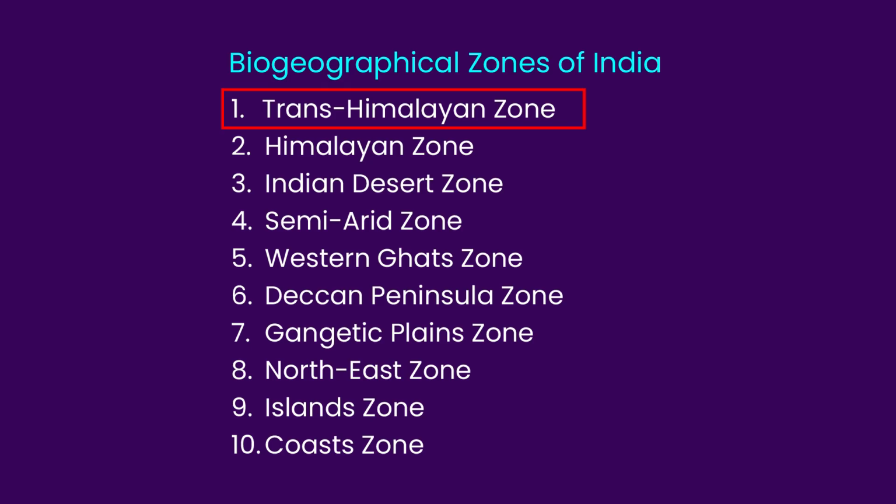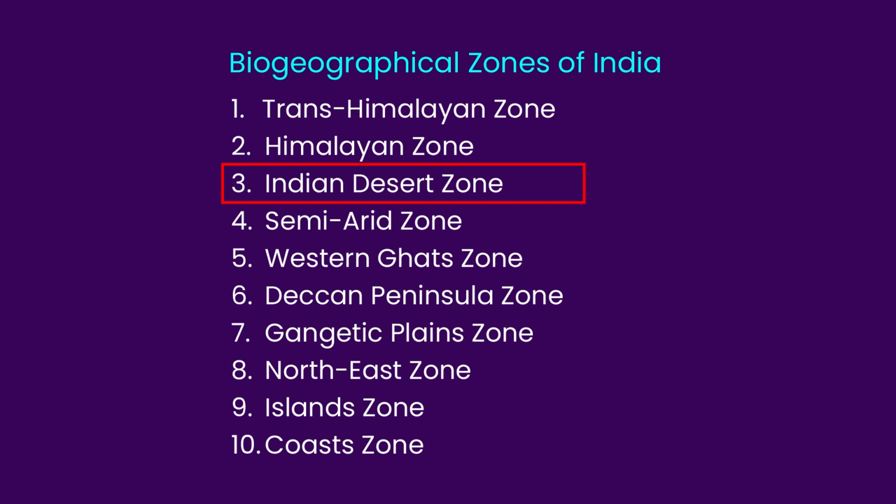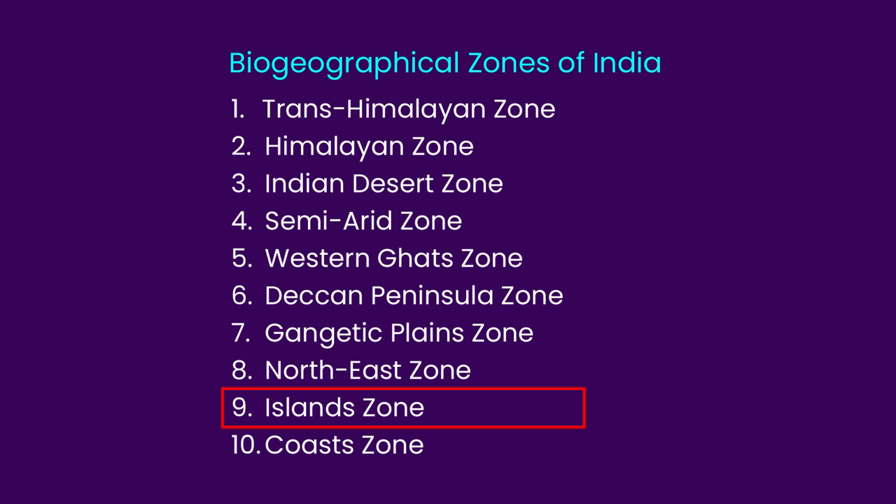First one is the Trans-Himalayan zone. Second one is the Himalayan zone. Third one is the Indian desert zone. Fourth one, semi-arid zone. Fifth one, Western Ghats zone. Sixth, Deccan Peninsula zone. Seventh, Gangetic Plains zone. Eighth, Northeast zone. Ninth, Island zone, and finally the coastal zone. Now let's explore each of these zones in more detail.